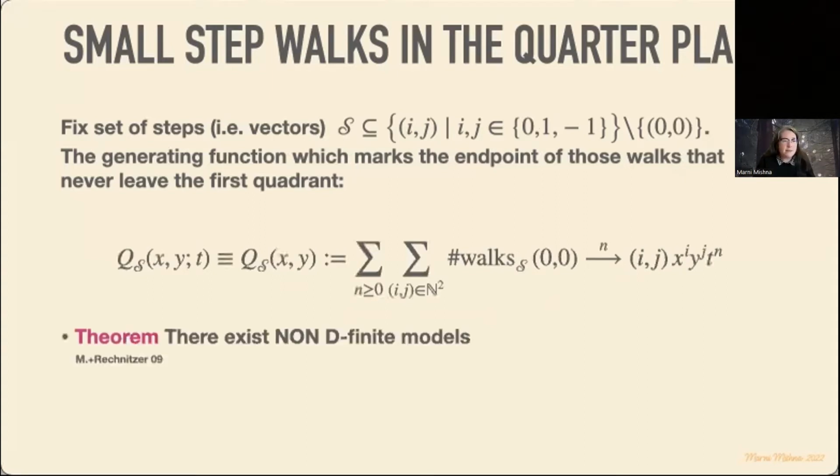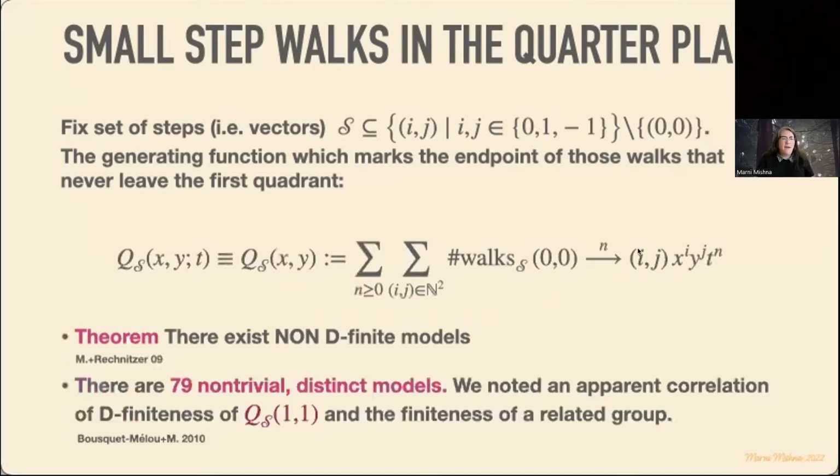And the point is that there exist some non-D-finite models, and we'll come back to those in a second. And in fact, I did quite an exhaustive study with Mireille Bousquet-Mélou, and we said that even though you have a lot of different possible models here, once you exclude some of the ones that are in bijection, the ones that are trivial, you have 79 non-trivial distinct models. So I'm looking for subsets of this sort of extended compass here. That's going to be your step set, but there are only 79 distinct models, and this is enough to do a very comprehensive study. Okay, and we noticed a correlation between the D-finiteness of the counting generating function and a related group.